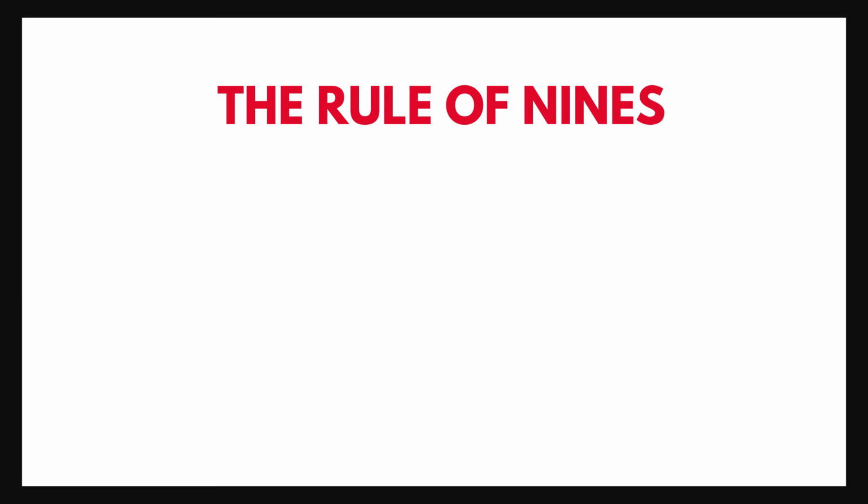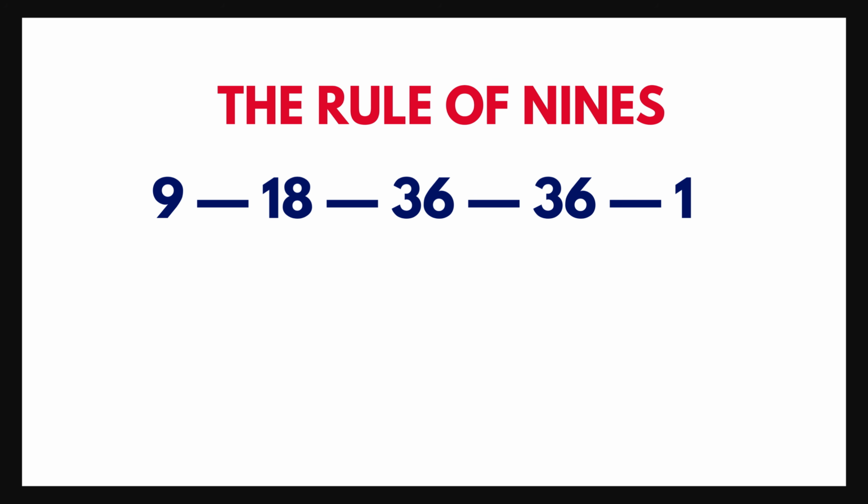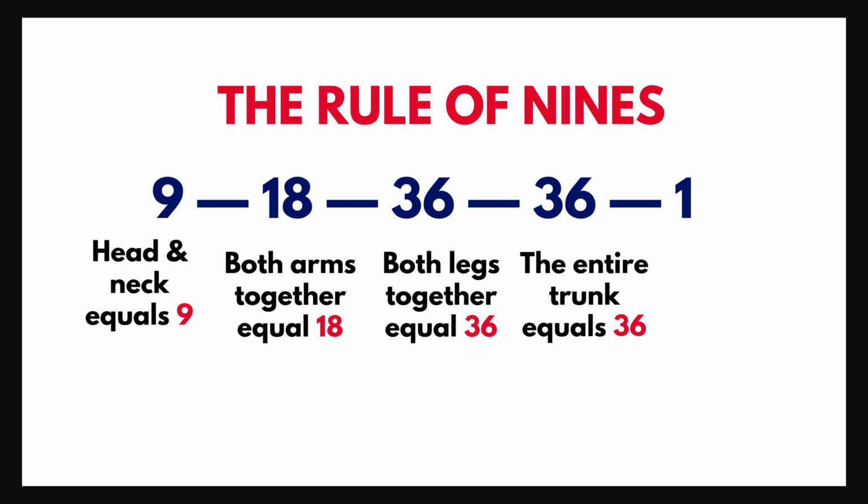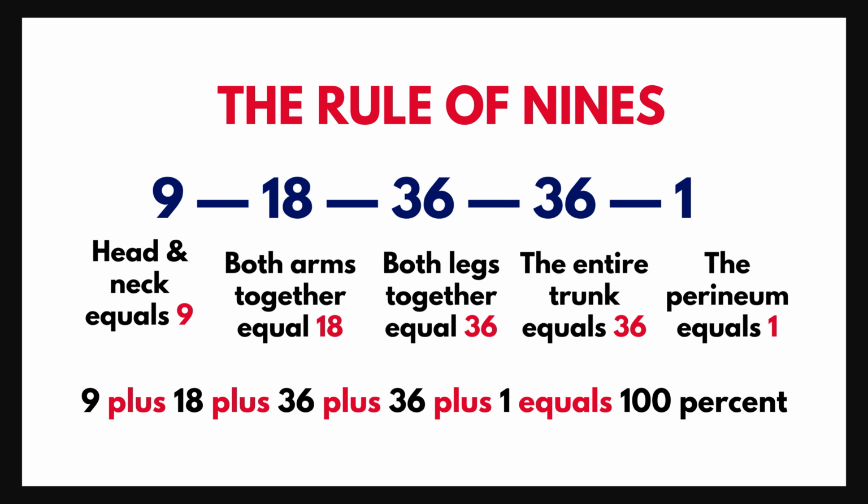Here's a very useful way to remember the rule of nines. Think 9, 18, 36, 36. One head and neck equals 9. Both arms together equal 18. Both legs together equal 36. The entire trunk equals 36. And the perineum equals 1. So 9 plus 18 plus 36 plus 36 plus 1 equals 100%.